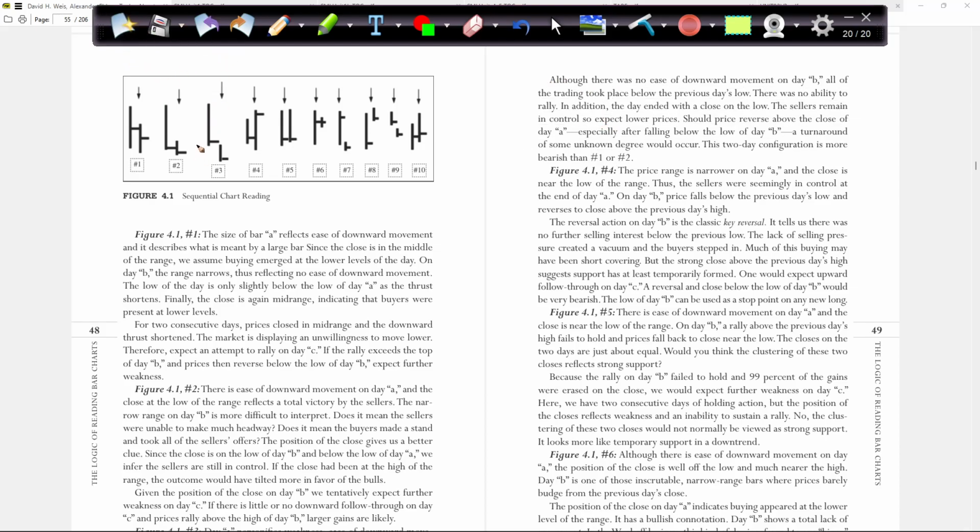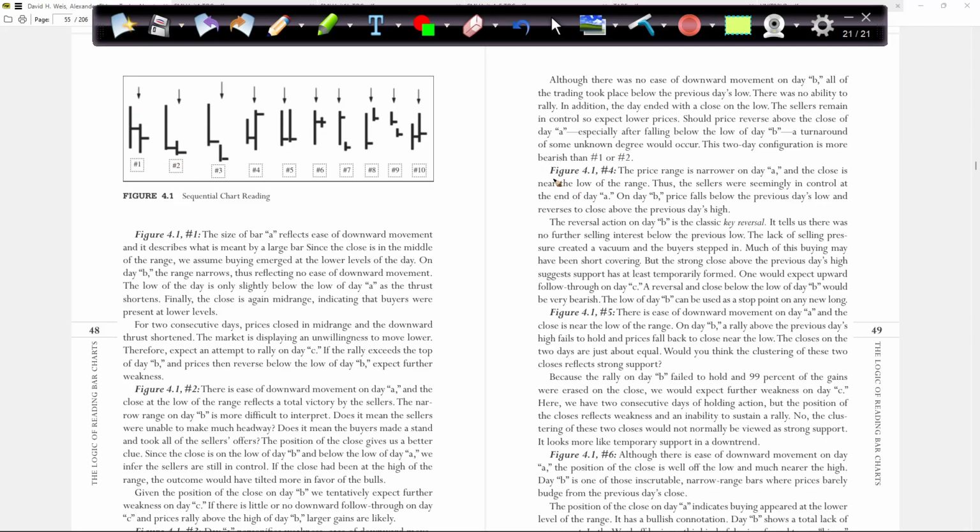So what we are saying is, in this case it got gapped down, and the most important point was that we traded most of the time below the previous day's low. So that's more bearish than these two, 1 and 2.